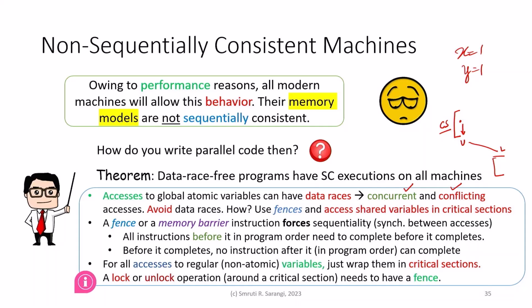And if that is the case, then the entire execution will appear to be so, which basically means that if you just correctly place your fences, which are also known as memory barriers in some geographies, and the Linux kernel tends to use the term memory barrier as opposed to a fence, but they are the same thing. All right. So if you do that and you just wrap them in critical sections, then you are done, right? Nothing else needs to be done.